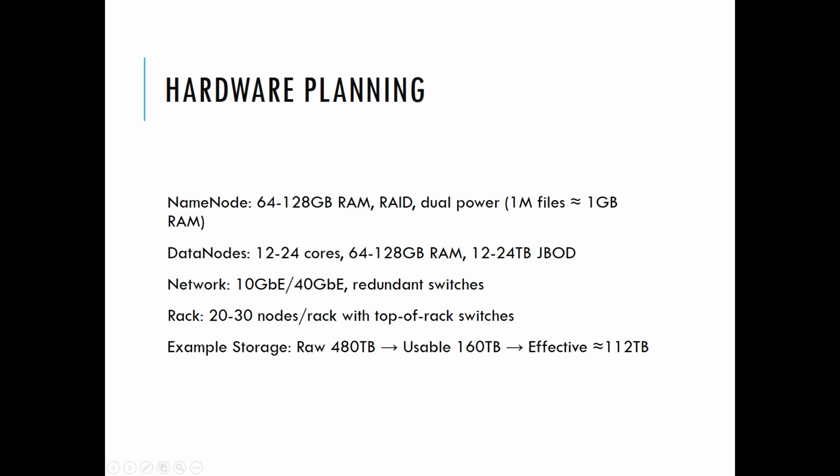For a storage example, a raw capacity of 480 terabytes with a replication factor of 3 gives you 160 terabytes of usable space. Factoring in file system overhead, your effective capacity is approximately 112 terabytes.